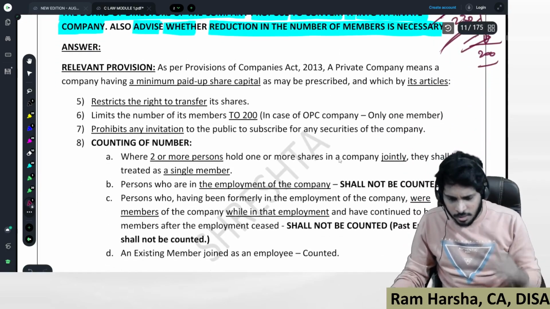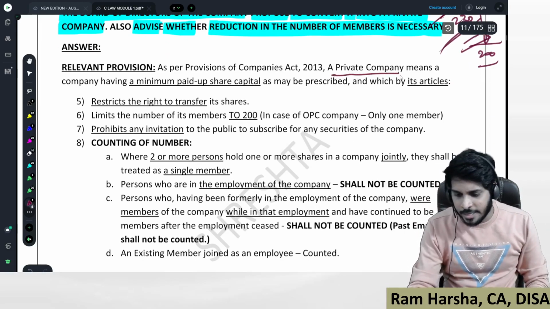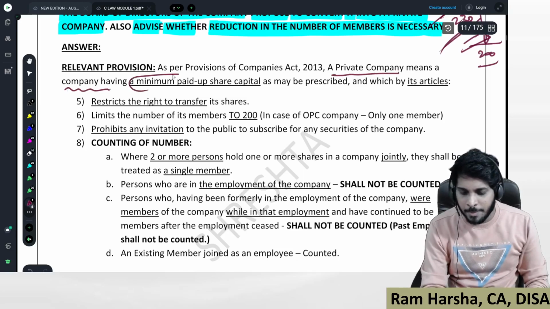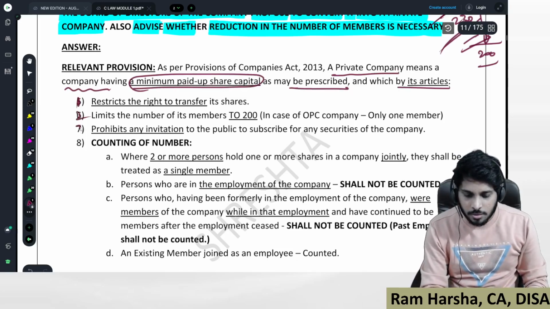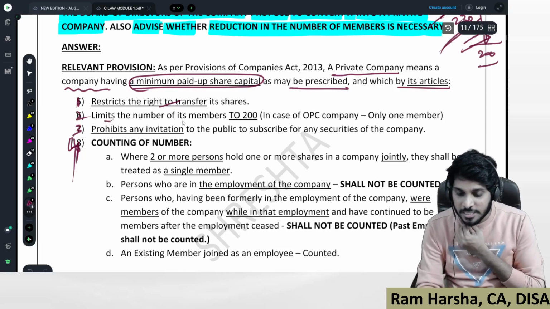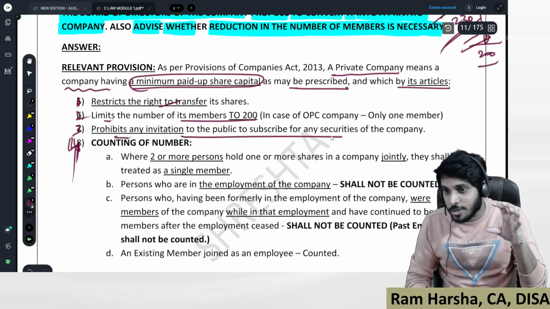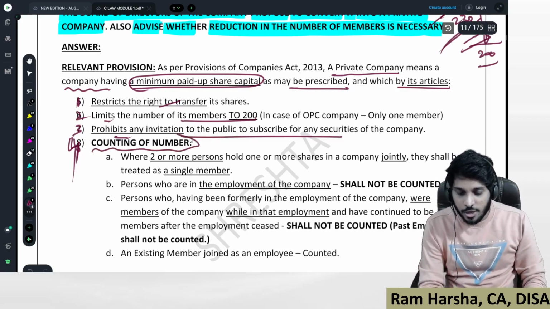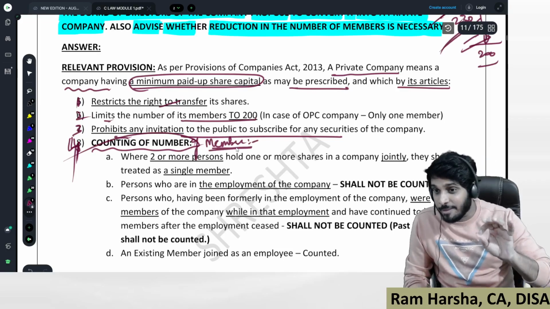As per the provisions of the Companies Act, a private company means a company having minimum capital as may be prescribed, which by its articles restricts the right to transfer shares, limits the number of members to 200, and prohibits any invitation to the public to subscribe to securities. Counting of number of members.